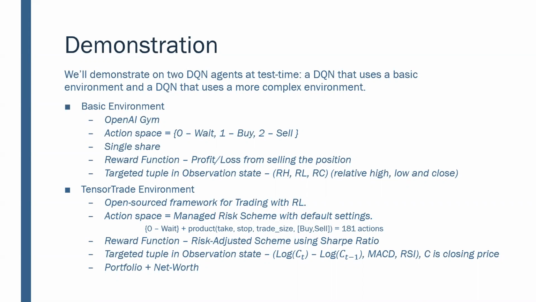For the TensorTrade environment, TensorTrade is an open source framework for trading reinforcement learning that also leverages OpenAI Gym. It's just a little bit more complex. It's community supported, and the action space can be customizable. It has a managed risk scheme that has a default setting. So the action space is relatively more complicated. It's a product of one particular action, which is wait, and then the rest is a product of the take profits, stops, trade sides, and buy and sell actions. So this action space can scale depending on how complicated you want to manage these risks.